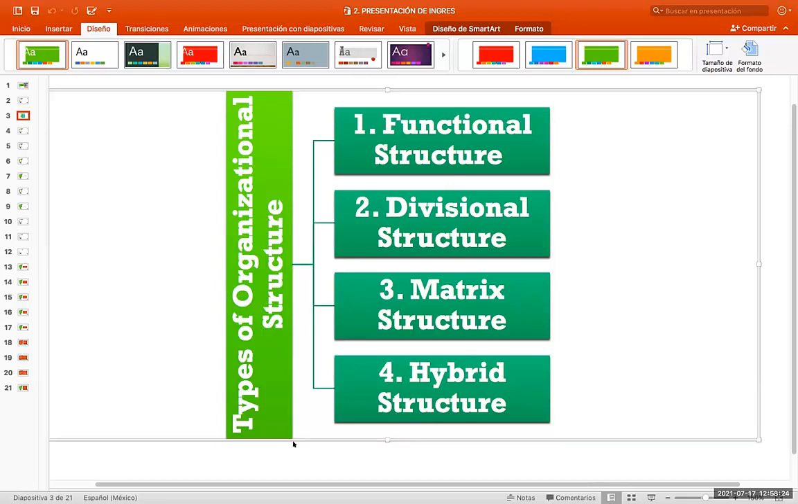Disculpe, teacher, y Ceci, lo que pasa es que estoy cuidando a mi sobrinito y entonces me distraje por un momento. Okay, don't worry. Can you repeat the question if you can, please? Which is the point that is considered by the factory to define the corporative structure?